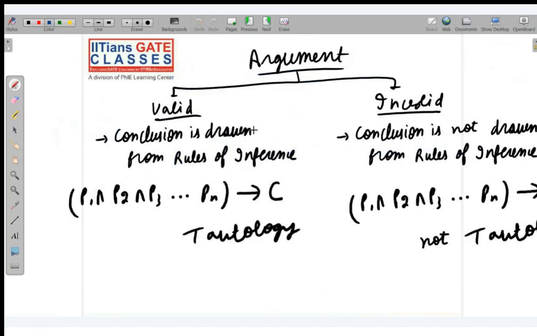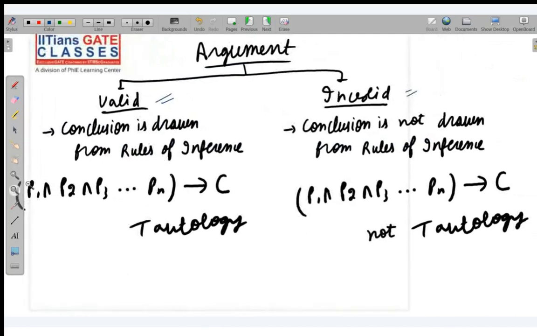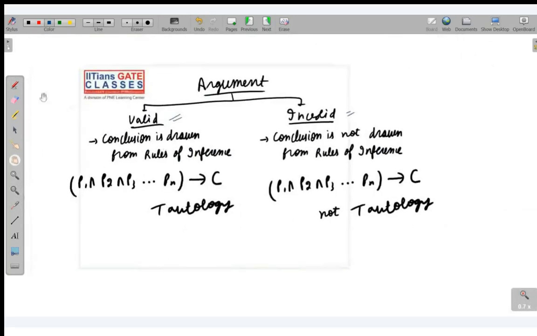So an argument can be valid or invalid. When can I say an argument is valid? When the conclusion is drawn from rules of inference. I will tell you what rules of inference means. These are important. Questions have been asked in the GATE exam from them. I will tell you something about them. Don't worry. But you should remember this thing.